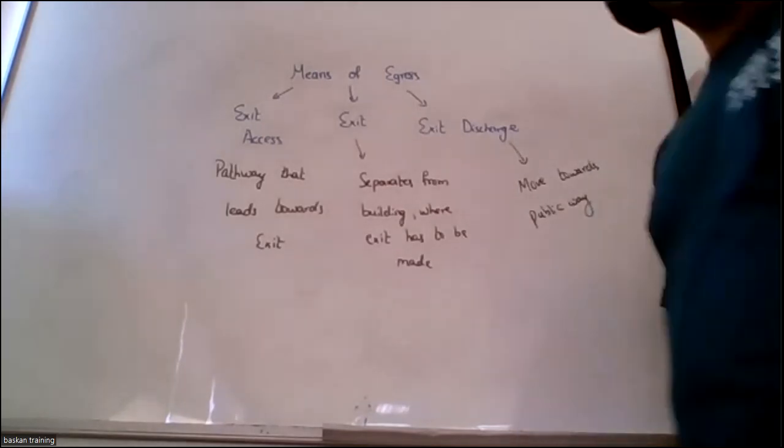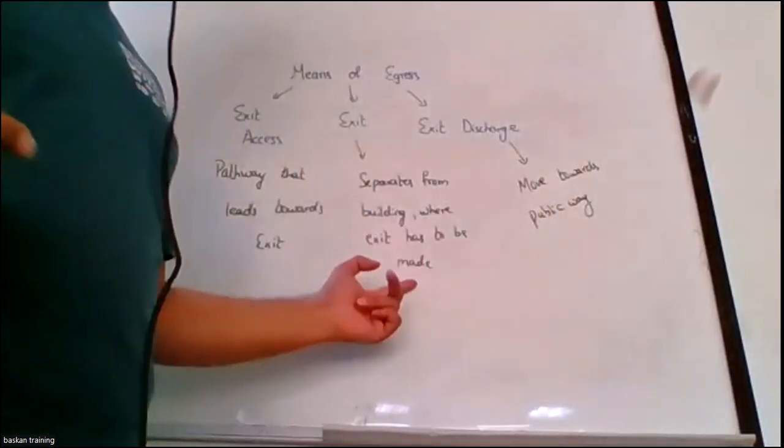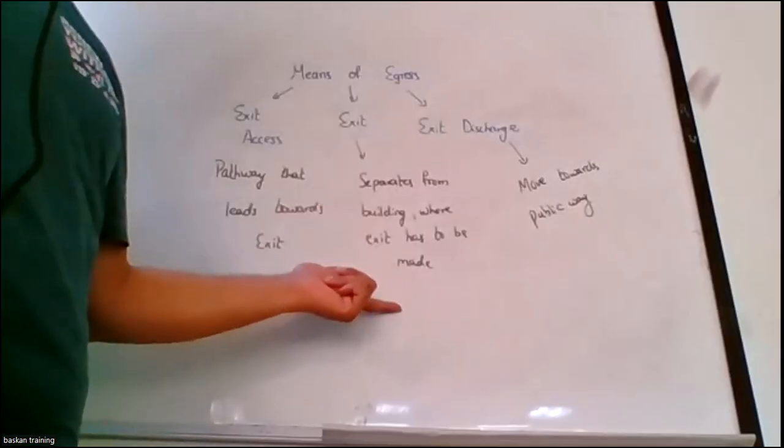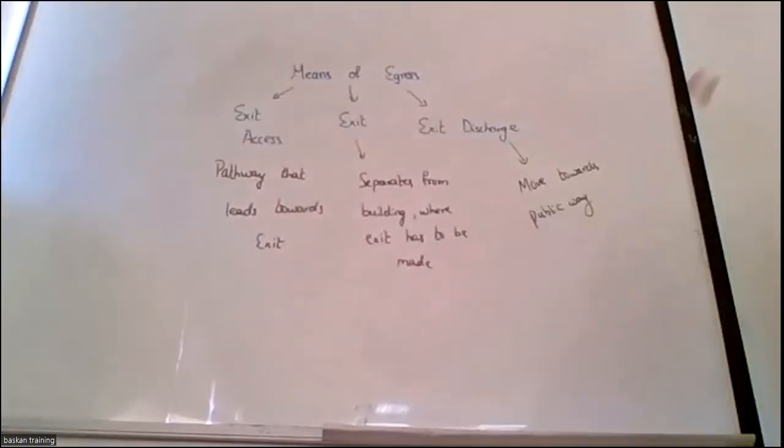In examination, they can define any of the components. Usually the confusion comes when they are defining this, and people tend to think it's discharge because it's separating from the building. Actually, when it says separating from the building, it means that it is separating you from the building. A component of the means of egress that is separating you from the building, that component is exit.